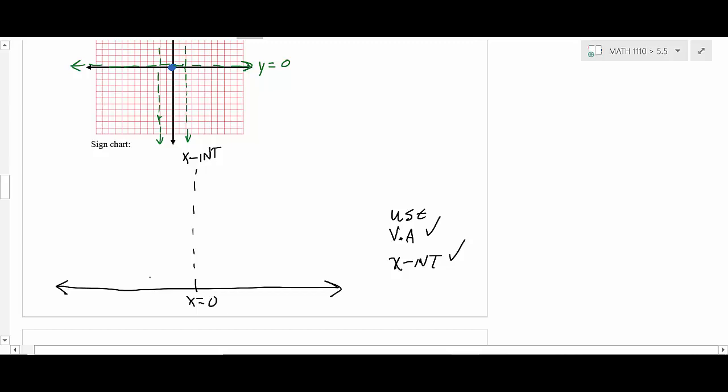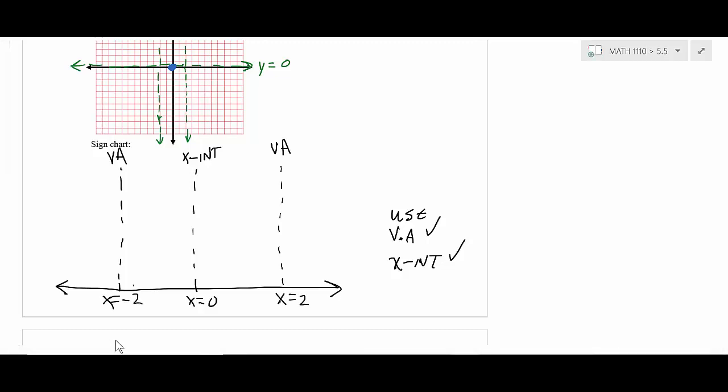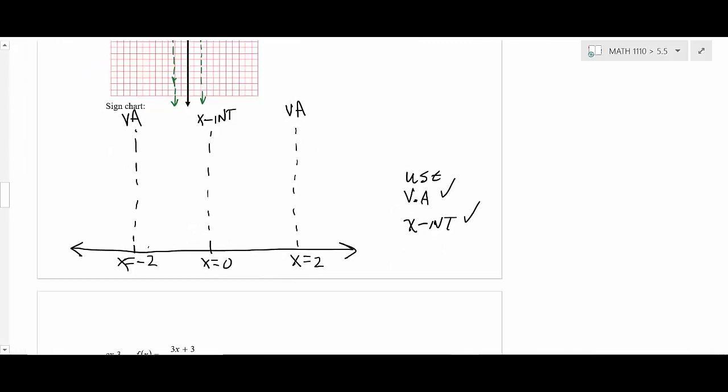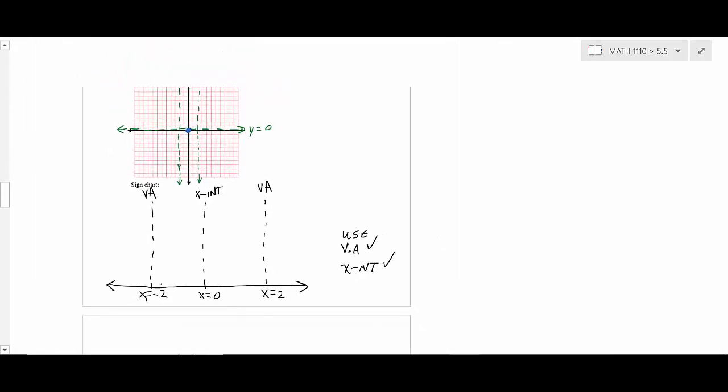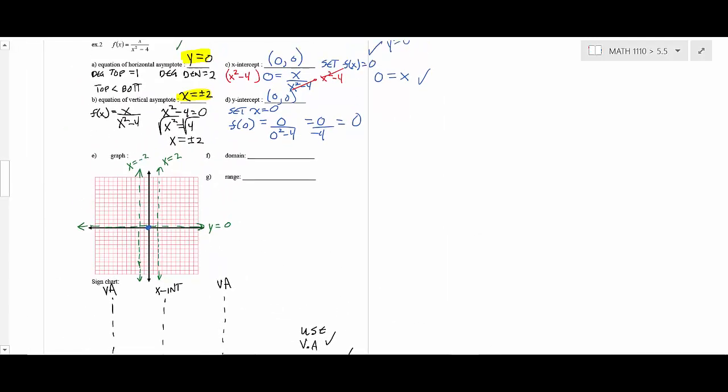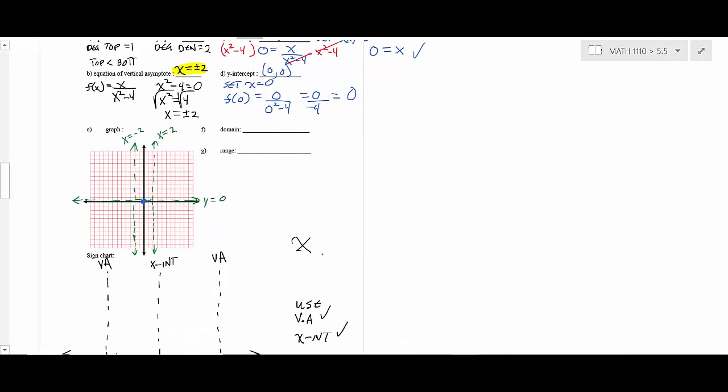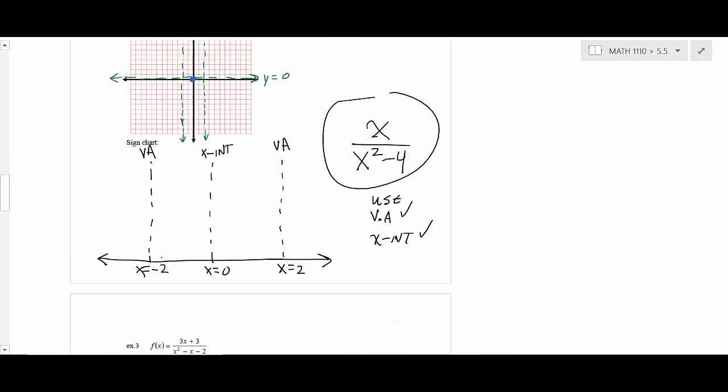What were the vertical asymptotes? 2 and negative 2, is that right? Yeah. You can put undefined or vertical asymptote there if you want to, and then do another one here. So we have 2 vertical asymptotes, at x equals negative 2 and x equals positive 2. Always use x-intercepts and vertical asymptotes; don't use anything else. Now I'm going to write down the function we're analyzing: x over x squared minus 4.